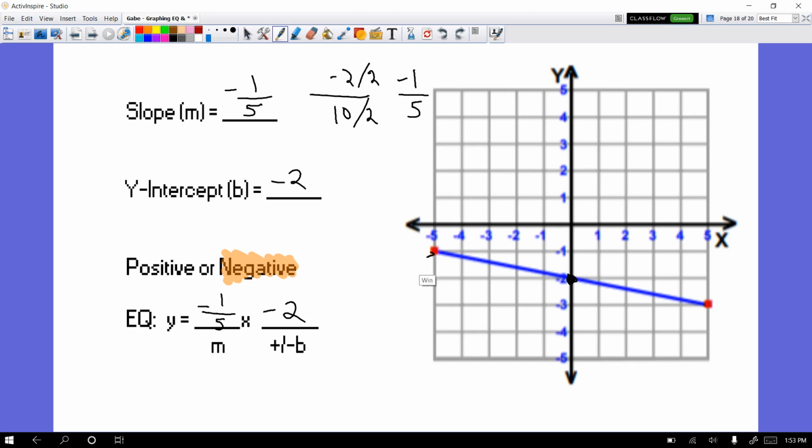So down 1 over 1, 2, 3, 4, 5. Okay, there it was. Our y-intercept crossing through the y-axis. Down 1, 1, 2, 3, 4, 5. So y equals -1/5 x minus 2.